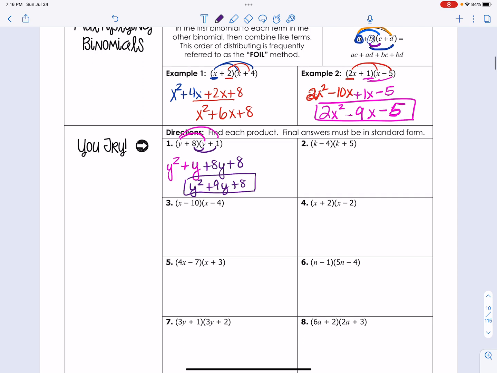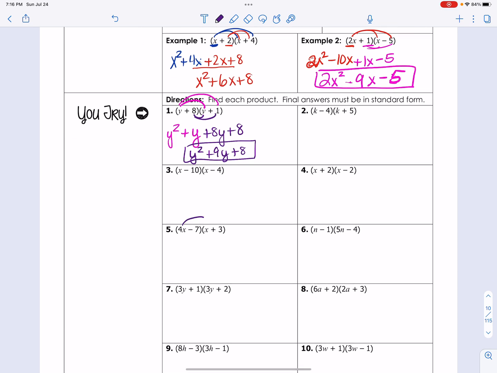Okay, so let's take a look at 5. When I multiply, I've got to do the 4 into both of them. So 4x squared plus 12x. And the 7, so minus 7x minus 21. Those terms in the middle are like terms, so plus 5x minus 21.